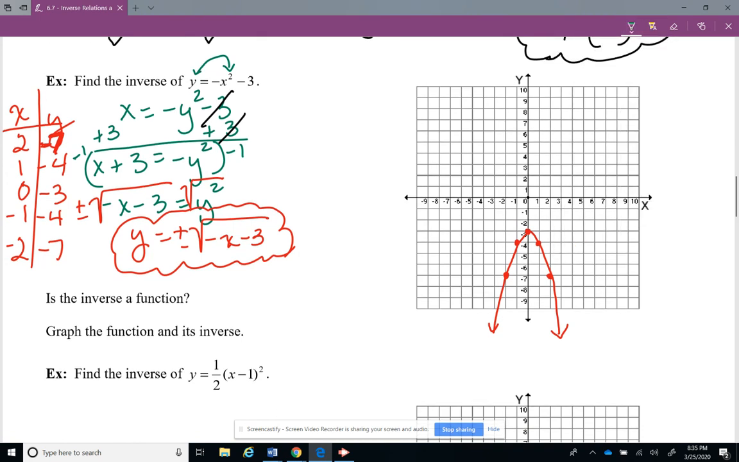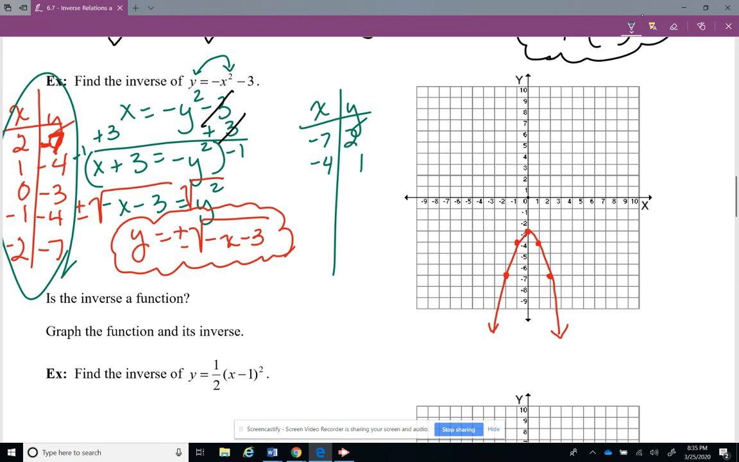But instead of me having to plug in and make it hard, think smarter, not harder, we're going to flip the chart. So for x, y, we're going to switch the x and y values. So it's going to be negative 7, 2, negative 4, 1, negative 3, 0, negative 4, negative 1, and negative 7, negative 2. So let's go graph those. Negative 7, 2, negative 4, 1, negative 3, 0, negative 4, negative 1, negative 7, negative 2. And you see that it's a sideways parabola.